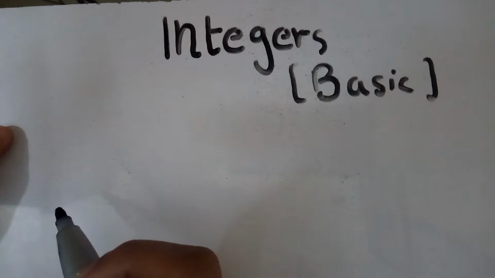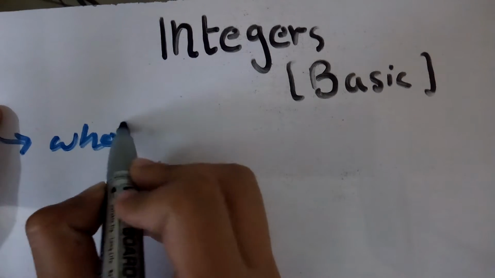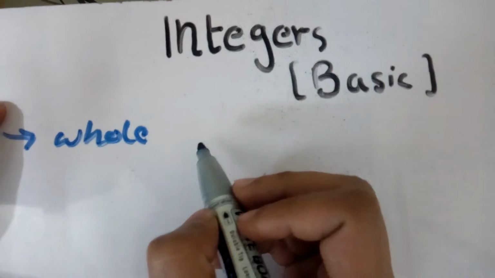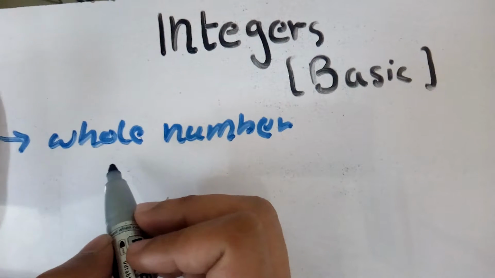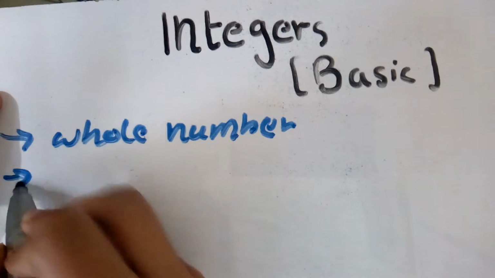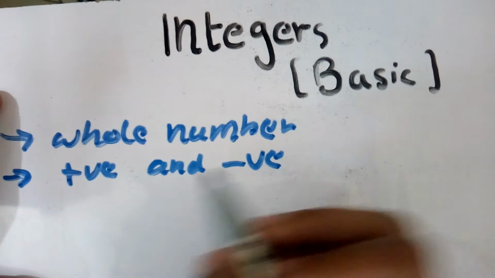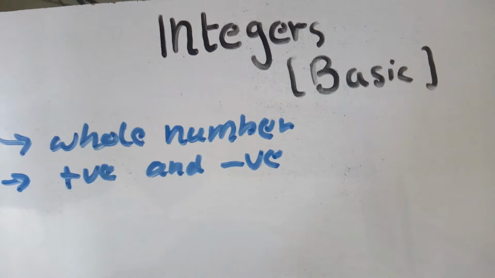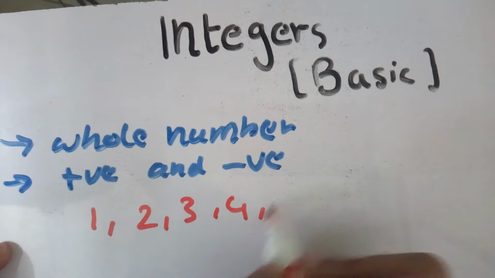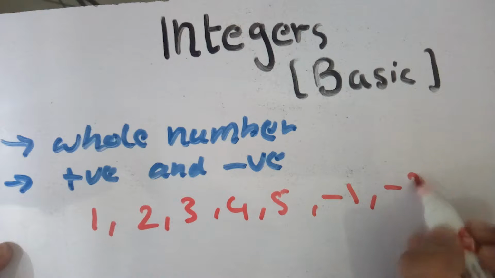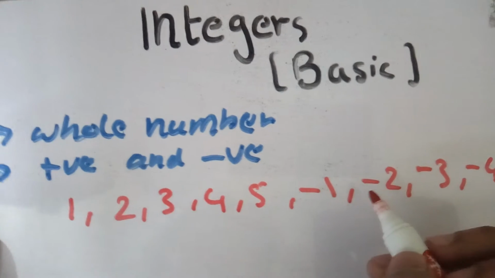So what are integers? Well, integers are a type of whole numbers. The first point about integers is that they are whole numbers. But this statement alone cannot define integers, because integers are positive and negative numbers. For instance, numbers such as 1, 2, 3, 4, 5, -1, -2, -3, and -4. These are all integers.